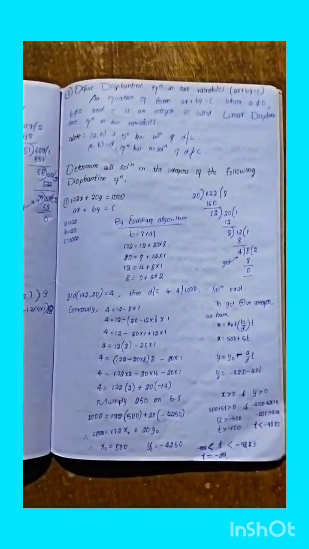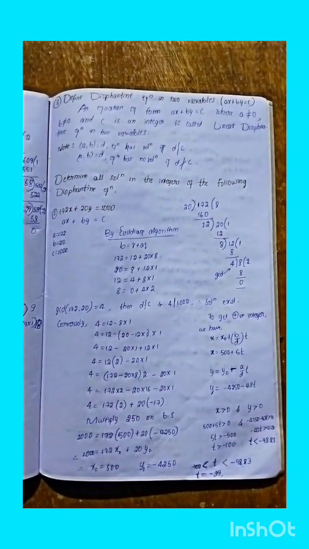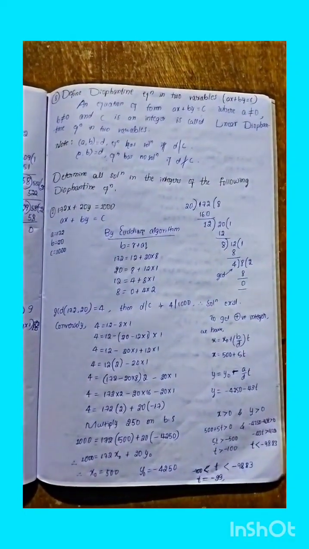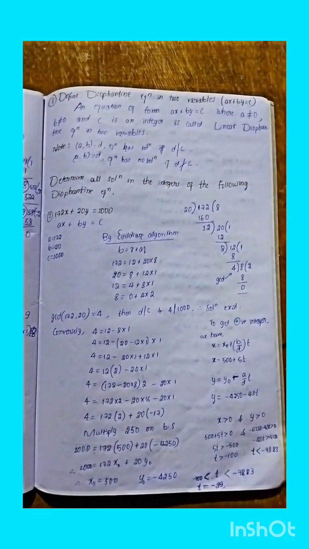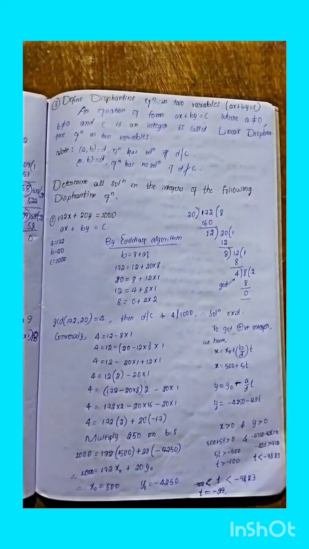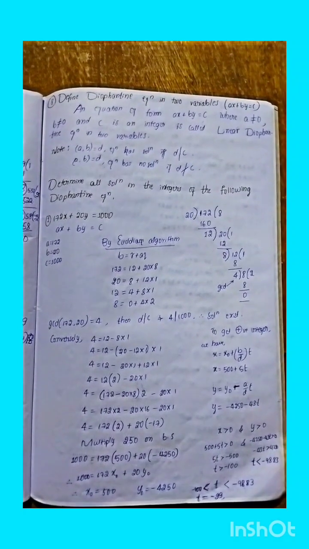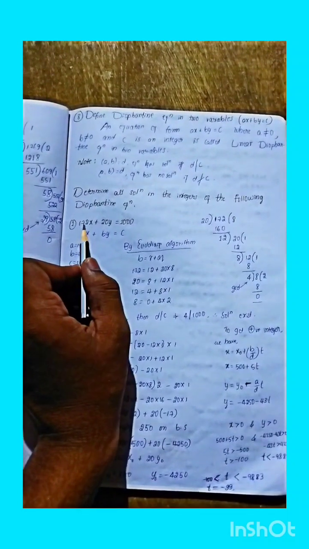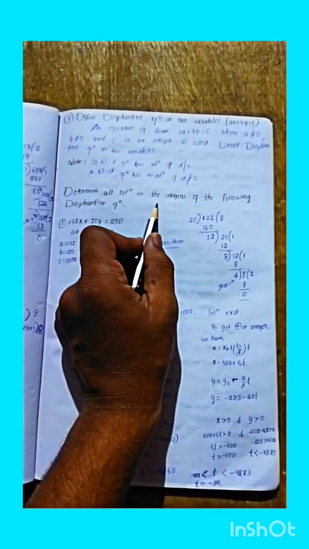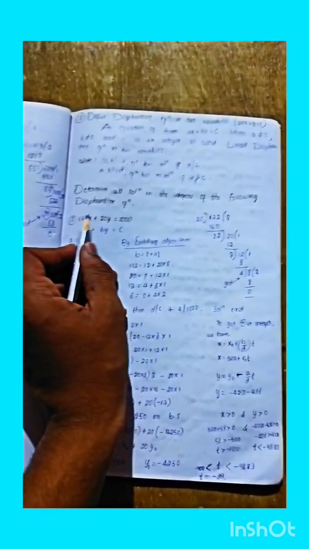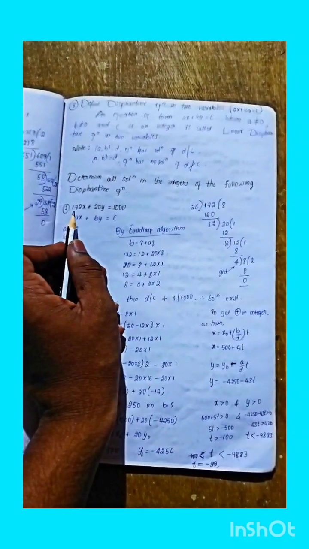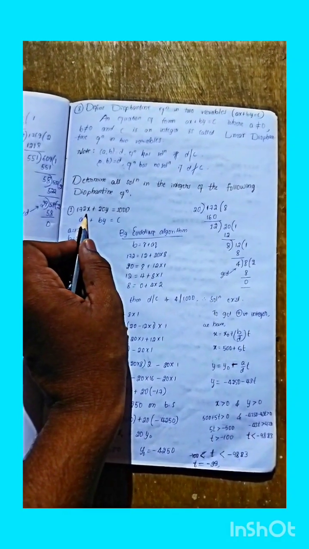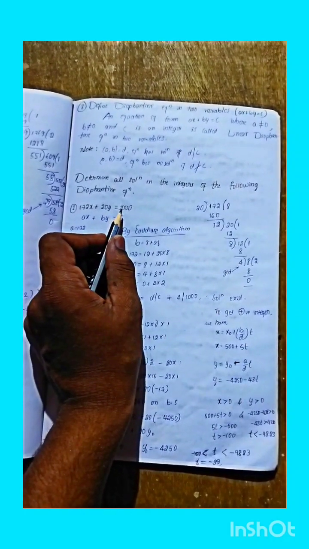So according to this, we have several problems and I made some solutions regarding some questions. You can see and take a screenshot and learn it. See, the first question is: determine all the solutions in integers of the following Diophantine equation, 172x plus 20y equals 1000.